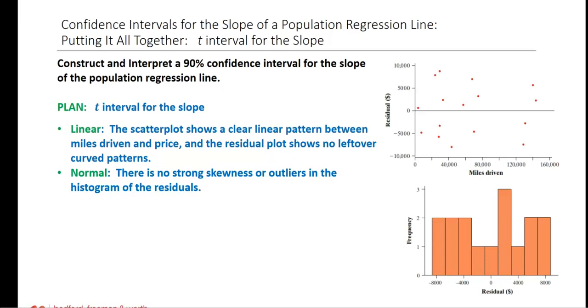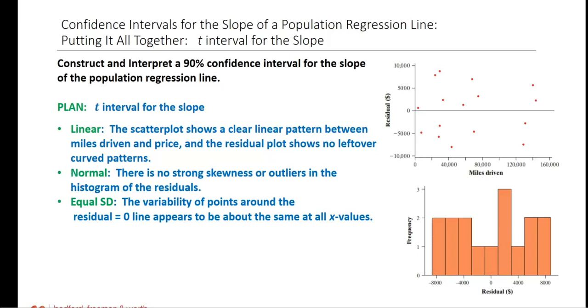So normal, if you look at the residuals graph, they did a histogram of that. There's no strong skewness, roughly symmetric, or at least no outliers there, which is good. Variability of the points around the line residual y equals 0 appears to be about the same at all x values. So at each x value, there's a similar amount of variation. At each x value, there's some above and some below the line. That's what we need.